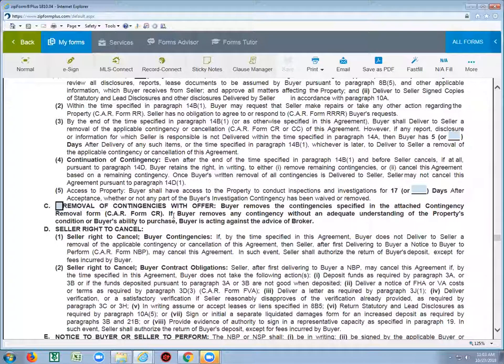Try not to use this one unless it's really, really hot property. Remove the contingency with the offer. Buyer removes the contingency specified in the attached contingency removal form, C.A.R. form. If the buyer removes any contingency without adequate understanding of the property's condition or buyer's ability to purchase, buyer is acting against the advice of broker. We could remove the contingency right when we submit the offer.